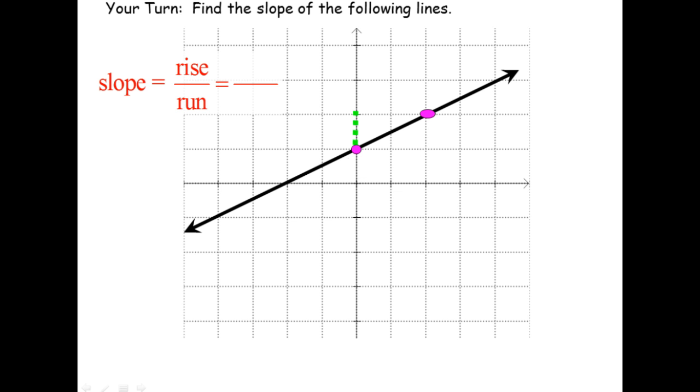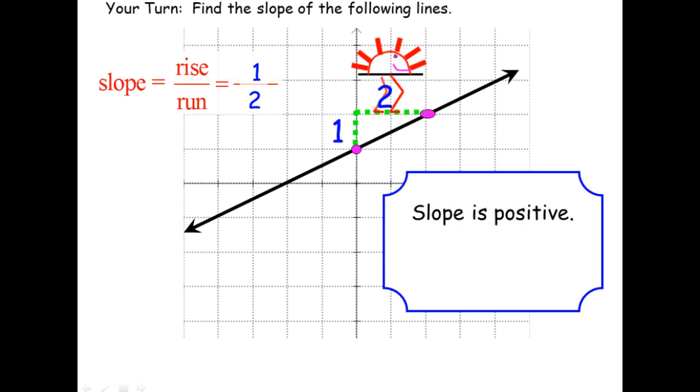So we rise 1, so that'll be a positive 1. And then we run to the right 2, so that'll be a positive 2. So again, the rise was 1, and the run is 2, so I cannot simplify this any further, so we are going to leave it that way. Alright, so that will be a positive slope, and the slope will be 1/2. Now m is the symbol for slope.